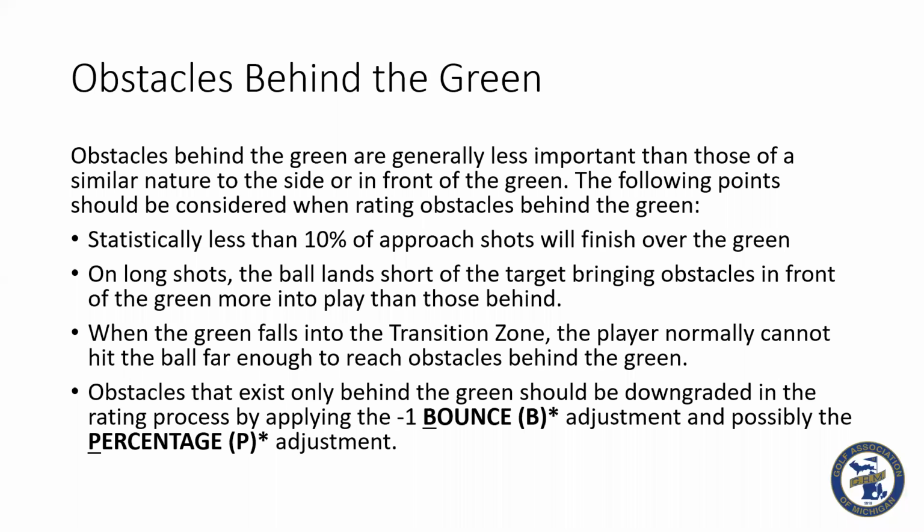Statistically, less than 10% of approach shots will finish over the green, based on the USGA's data. On long shots, the ball lands short of the target, bringing obstacles in front of the green more in play than those behind. Okay, and then when the green falls into the transition zone, the player normally cannot hit the ball far enough to reach obstacles behind the green. Okay, and then obstacles that exist only behind the green should be downgraded in the rating process by applying either the -1B bounce adjustment and possibly the percentage adjustment. So again, this is just based on shot data.